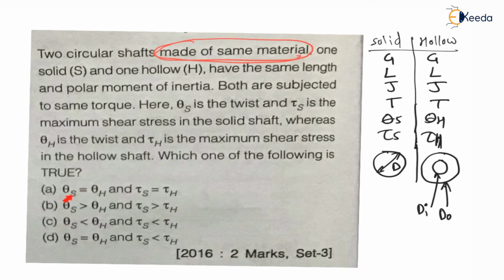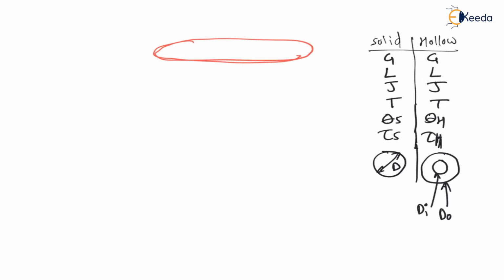Now, which one of the following is true? They are asking what is the relation between theta s, theta h and tau s, tau h. In the 4 options they are asking relation between theta s, theta h and tau s and tau h. Now let us find this relation. Here I am deleting the question.